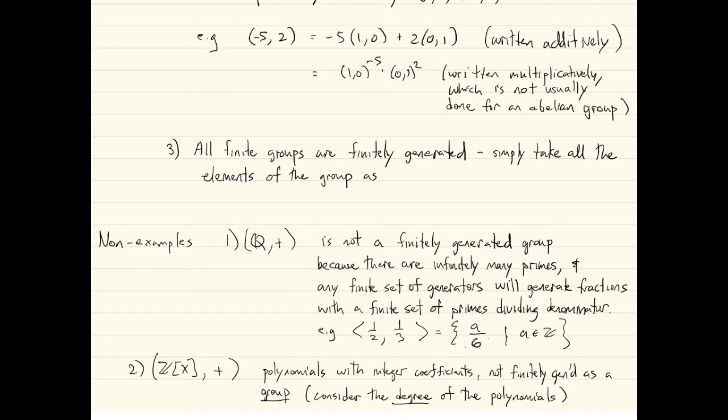Another example is the group of polynomials with integer coefficients. So that's this notation here, polynomials in x, and the group operation is addition. This is not a finitely generated group because the polynomials in here have degrees that are arbitrarily large. If you have any finite set of polynomials, the group that they generate has only polynomials of degree at most the largest degree in your set of generators.